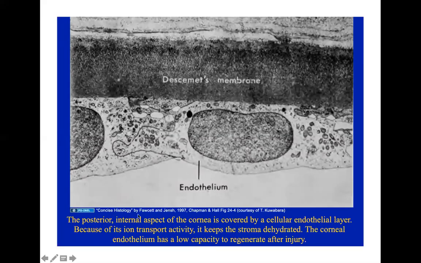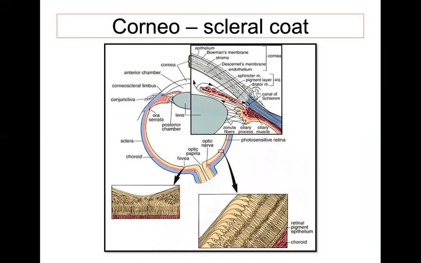Okay, so again, the posterior or innermost aspect is your endothelial layer. Because there is ion transport activity here, it keeps the stroma dehydrated. So again, this lacks the ability to regenerate after injury. So here, this is your anterior portion of the eye, the cornea. If you look into this histologically, you're able to see its layers: the epithelium, the Bowman's, the stroma, the Descemet's membrane, and your endothelium.